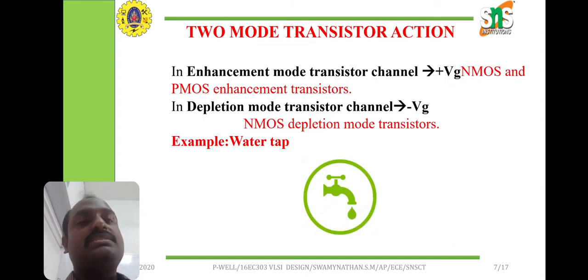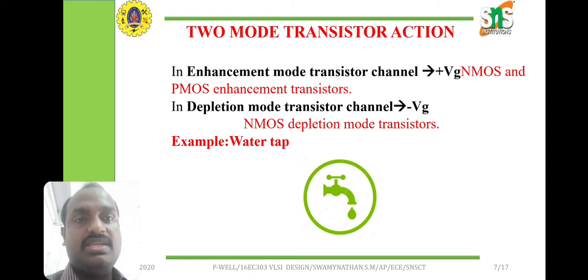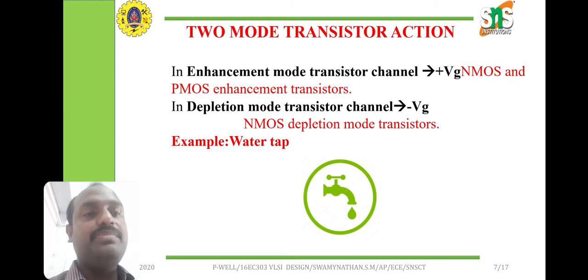Next, two-mode transistor action. What are the two modes we are using? One is enhancement mode transistor action, another is depletion mode transistor action. First, enhancement mode. Take the example of a water tap. If you open the water tap, the water will flow. It is the same thing: if you give a positive gate voltage, current will flow between source and drain, and that is the output. Depletion mode means you are closing the tap. Closing the tap means a negative gate voltage is given. So we are using two types of transistor mode action.